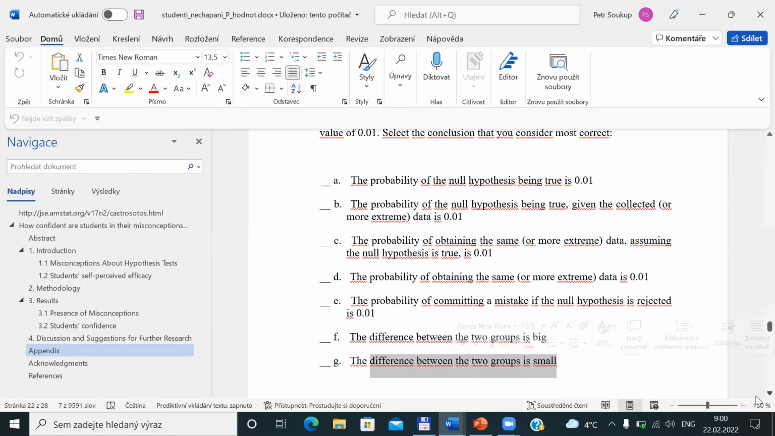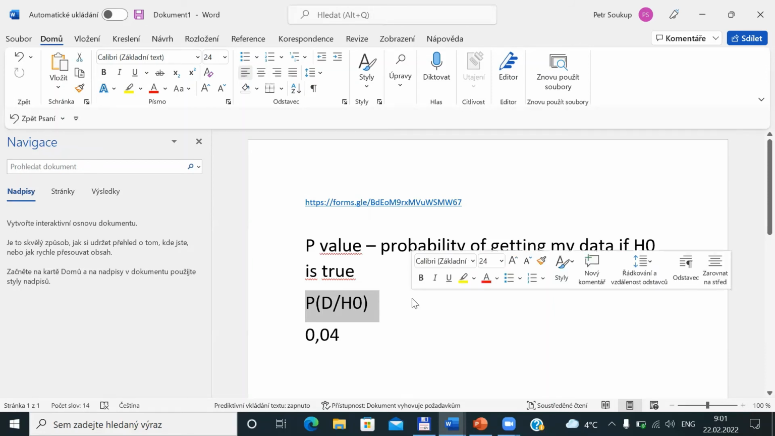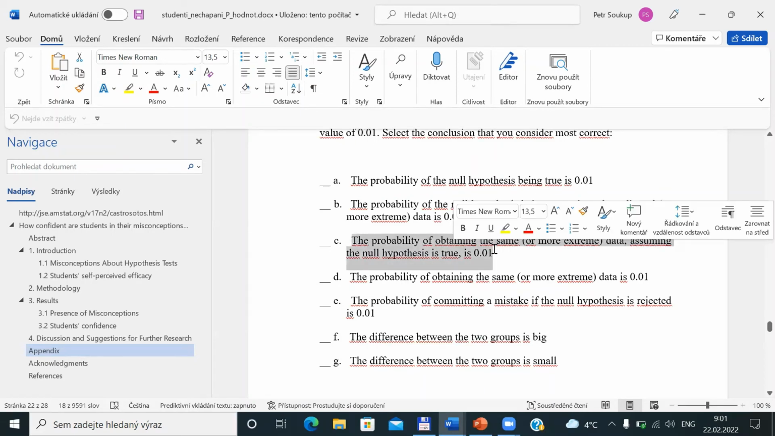So C would be correct. This is the probability of obtaining the same or more extreme data, assuming the null hypothesis is true. So you can, I hope, see here the definition of p-value, as the question is about the meaning of p-value. So this is the correct answer. Okay, so C is the correct answer, and all others are false.